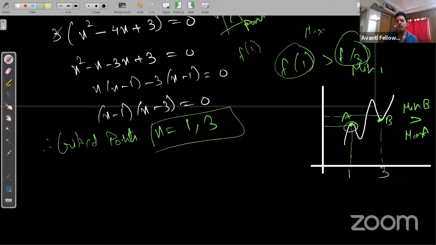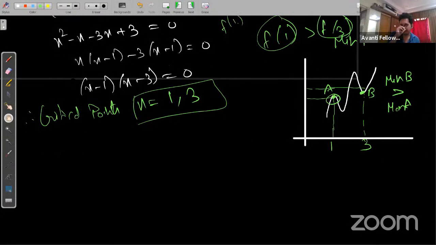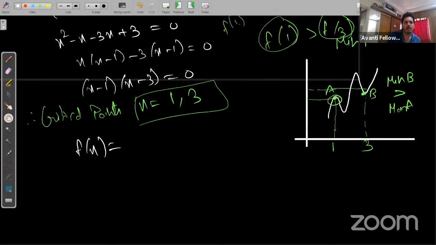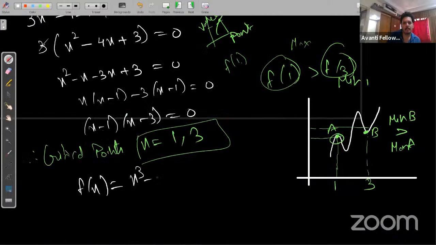Okay. So till now, I got that x equal to 1 and 3 are my critical points. Now tell me how to find whether f of 1 is a maxima or minima, or f of 3 is a maxima or minima. Come on, tell me how to check it. What is f of x first of all? I'm writing f of x here again. f of x is equal to x cube minus 6x square plus 9x plus 15.